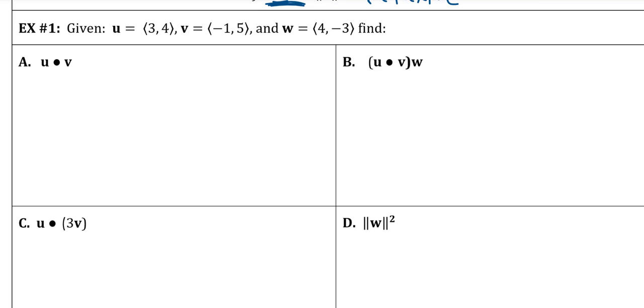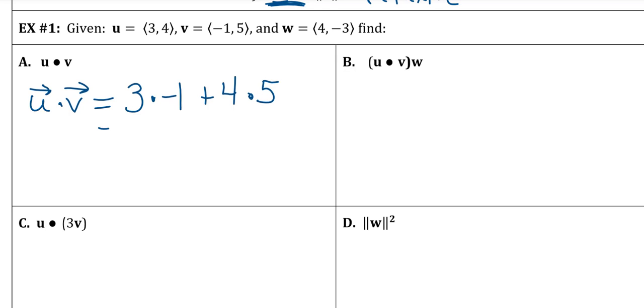Okay, so doing a couple of examples here. Given that u is <3, 4>, v is <-1, 5>, and w is <4, -3>, we're first asked to find u dot v. So u dot v is equal to a1 times a2, so that's going to be 3 times -1, plus b1, which is 4, times b2, which is 5. So we get -3 plus 20. So u dot v is equal to 17.